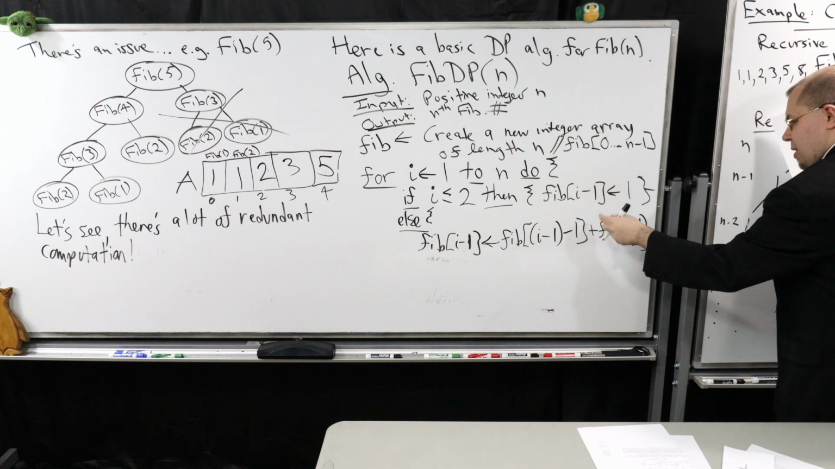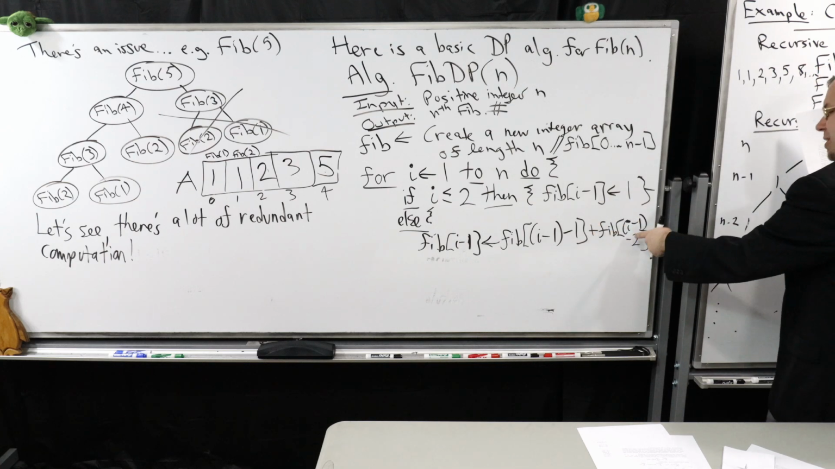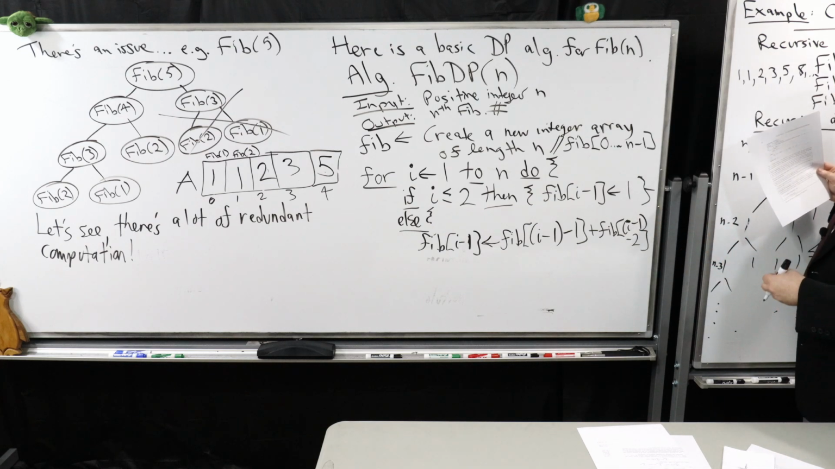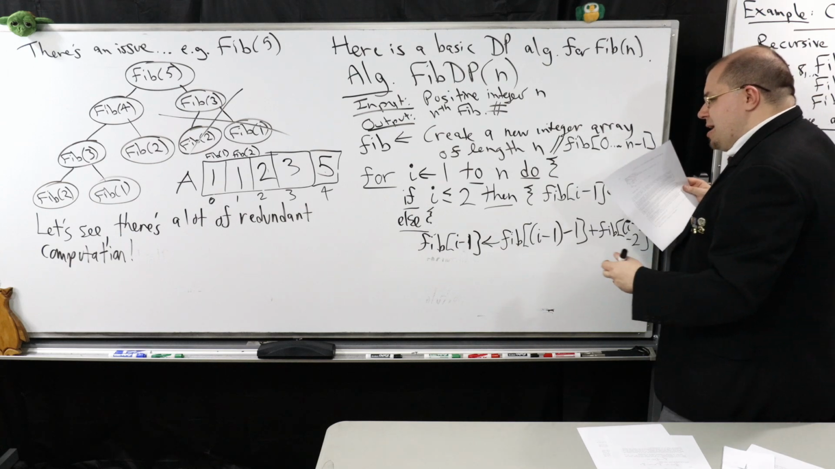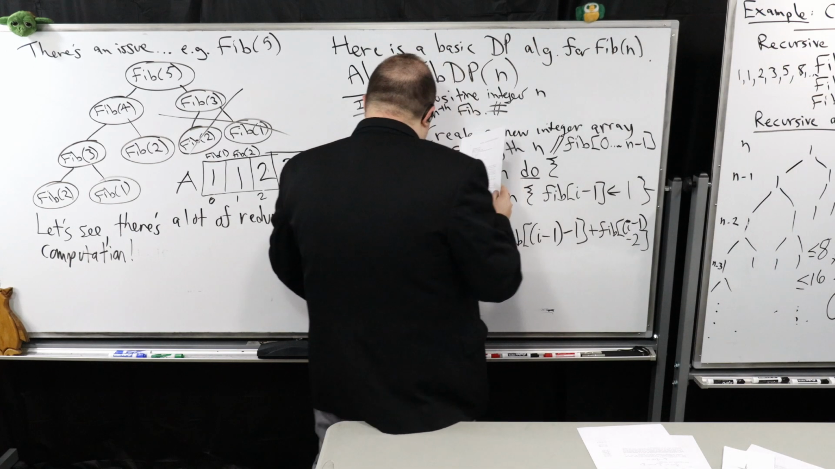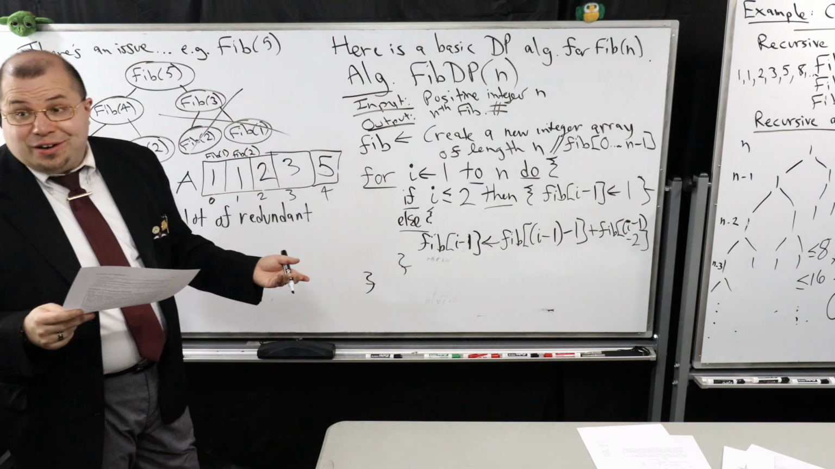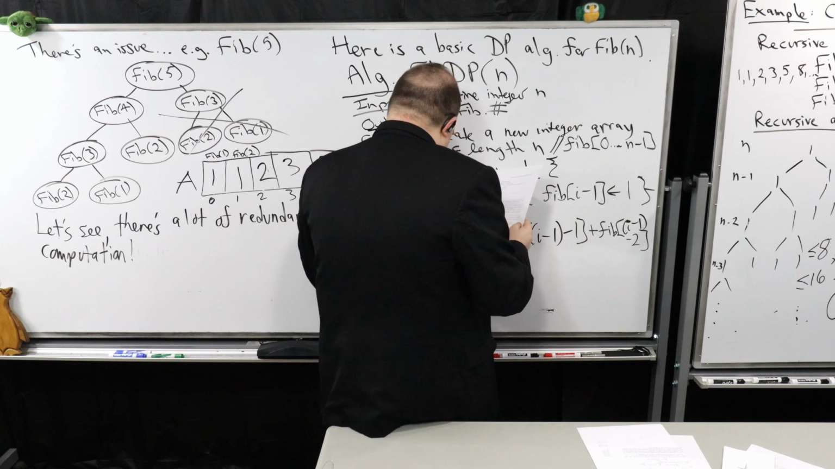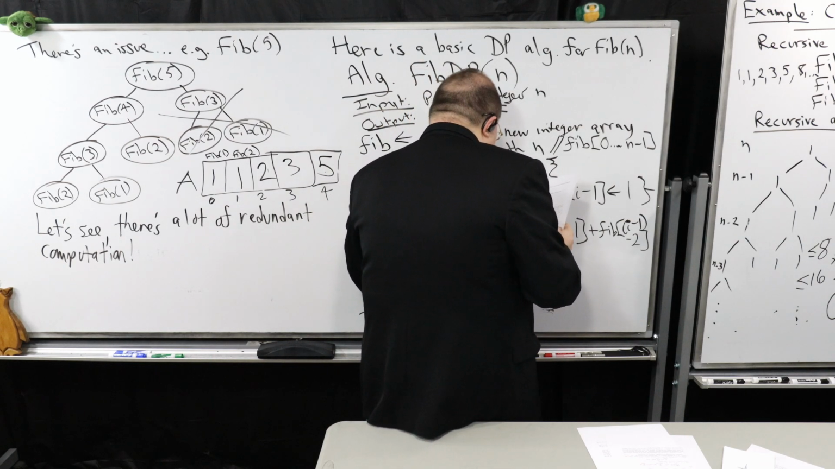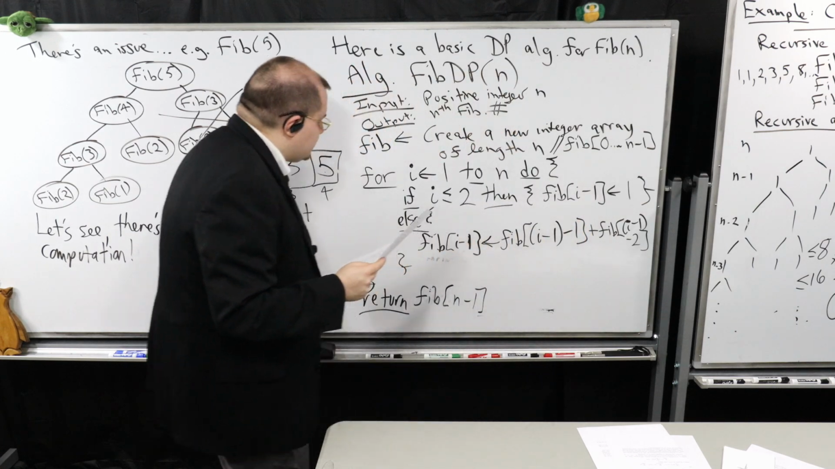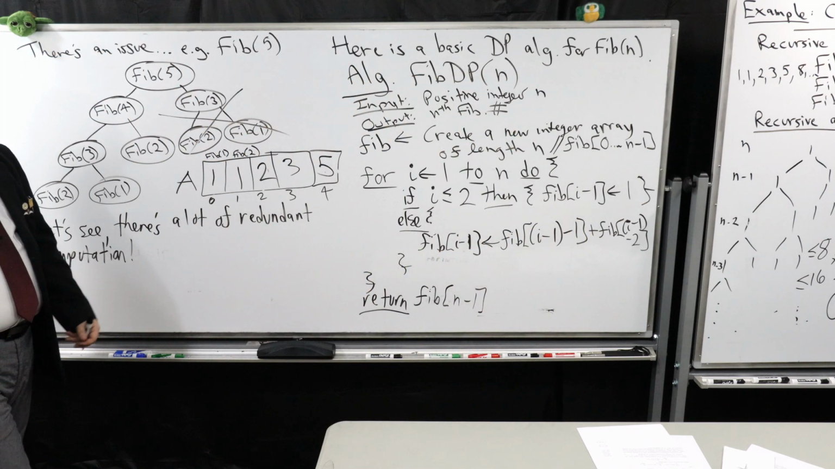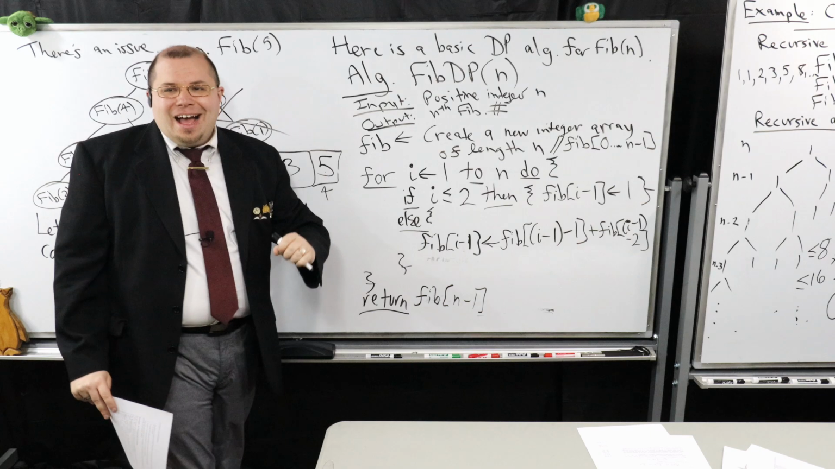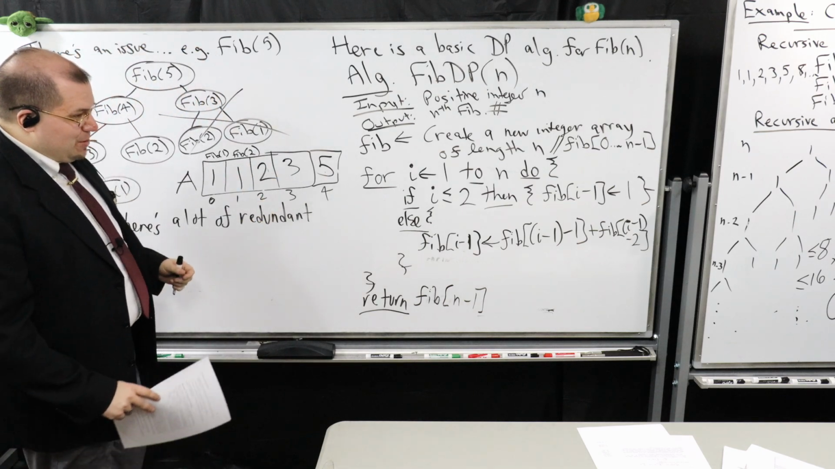So fib of i minus 1 or fib of i minus 2, plus fib of i minus 1, minus 2, or fib of i minus 3. Now all I have to do is close up my for loop and access the last position of the array. So I just return fib of n minus 1, and we're done. Boom. That's it. So this is my dynamic programming version of computing the nth Fibonacci number.